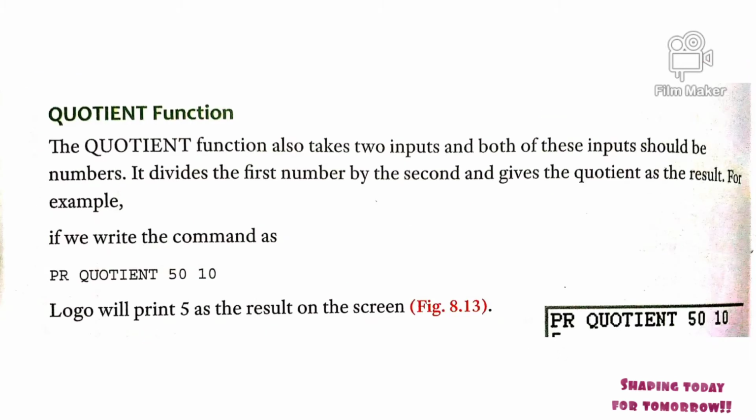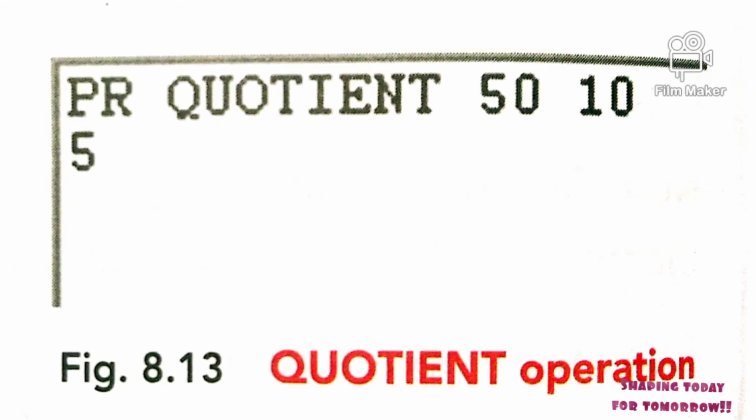Now the next topic is the quotient function. The quotient function also takes two inputs and both of these inputs should be numbers. It divides the first number by the second and gives the quotient as the result. For example, if we write the command as PR space quotient space 50 space 10, Logo will print 5 as the result on the screen, as you can see in figure 8.13.